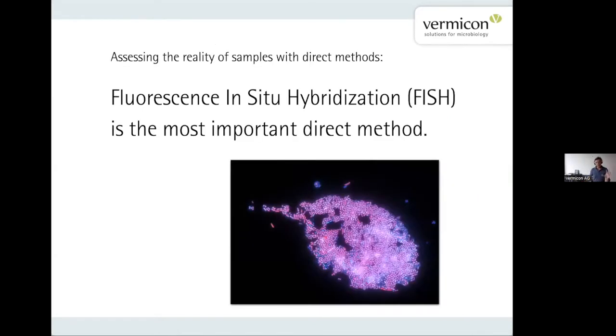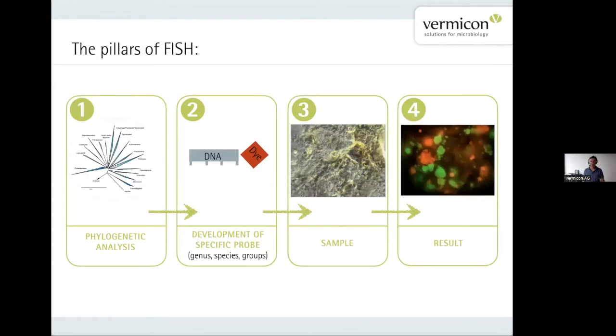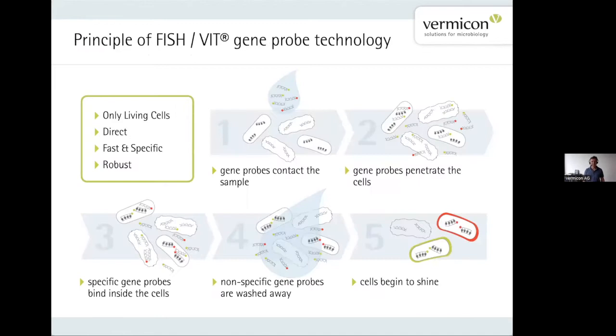So for us, fluorescence in situ hybridization is the most important direct method. And the pillars of fluorescence in situ hybridization, I'm sure that you know, are, on the one side, phylogenetic analysis. Then we can develop a specific probe. We apply them to the sample and get the results. We get the shining bacteria in the sample.